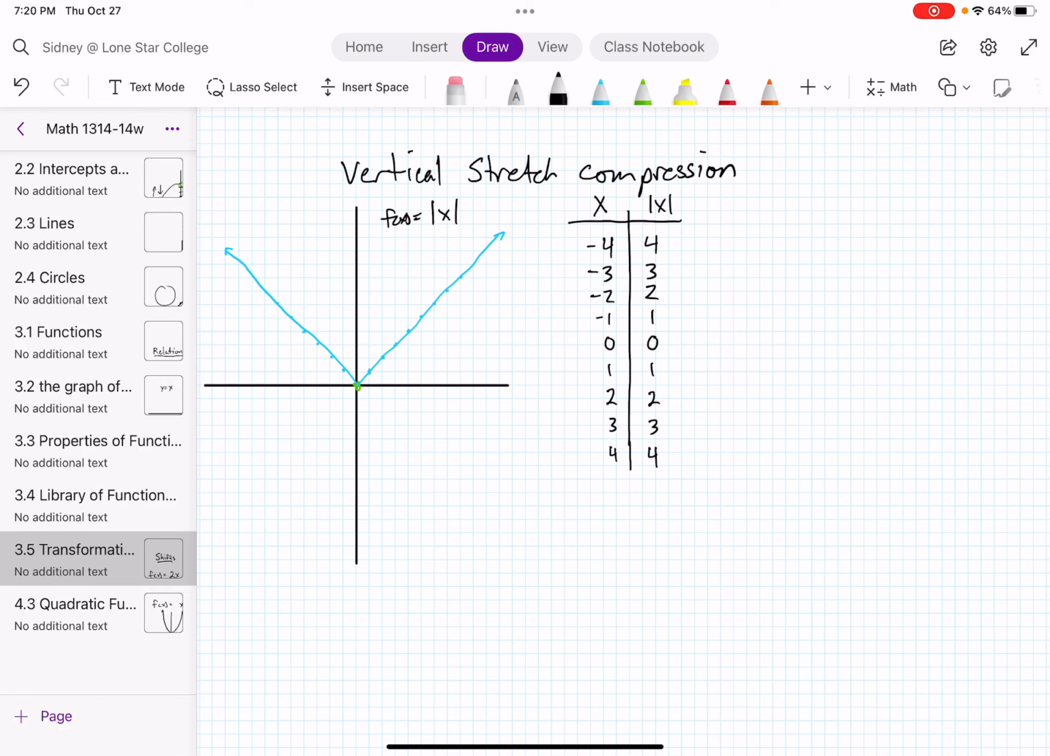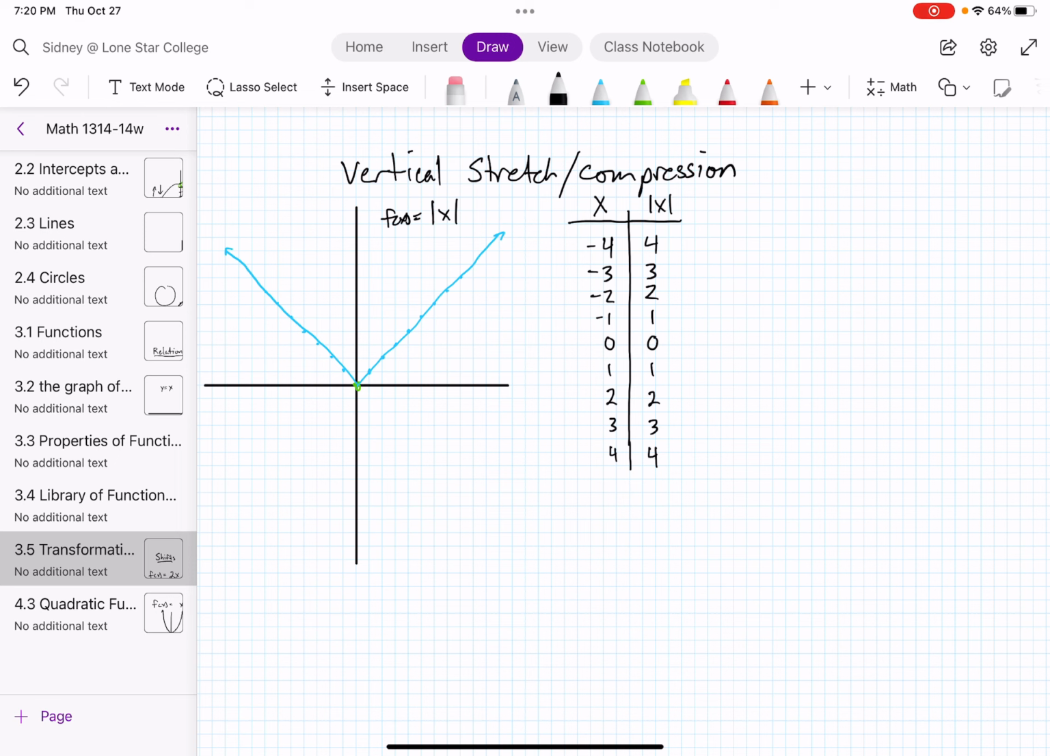Still talking about transformations. We're now going to look at vertical stretch and compression. In looking at vertical stretch and compressions, we're going to use the function, the absolute value of x. And so you'll see the absolute value function graphed here, and you'll see a table.